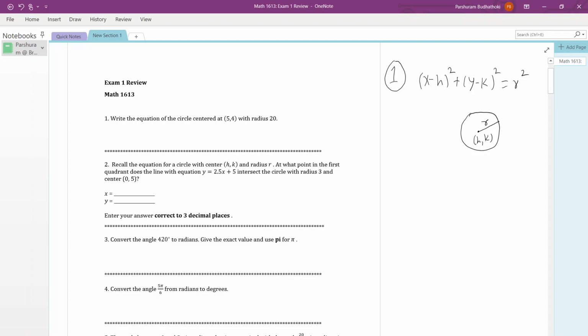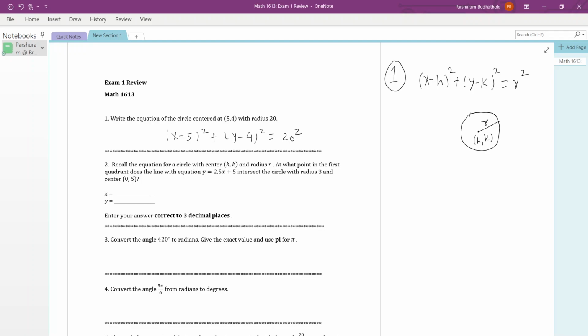It's 5 and 4. So just plug 5 for h, 4 for k, 20 for r, and that will be our answer. So here our answer is x minus 5 squared plus y minus 4 squared equals 20 squared. And that's all for problem 1.